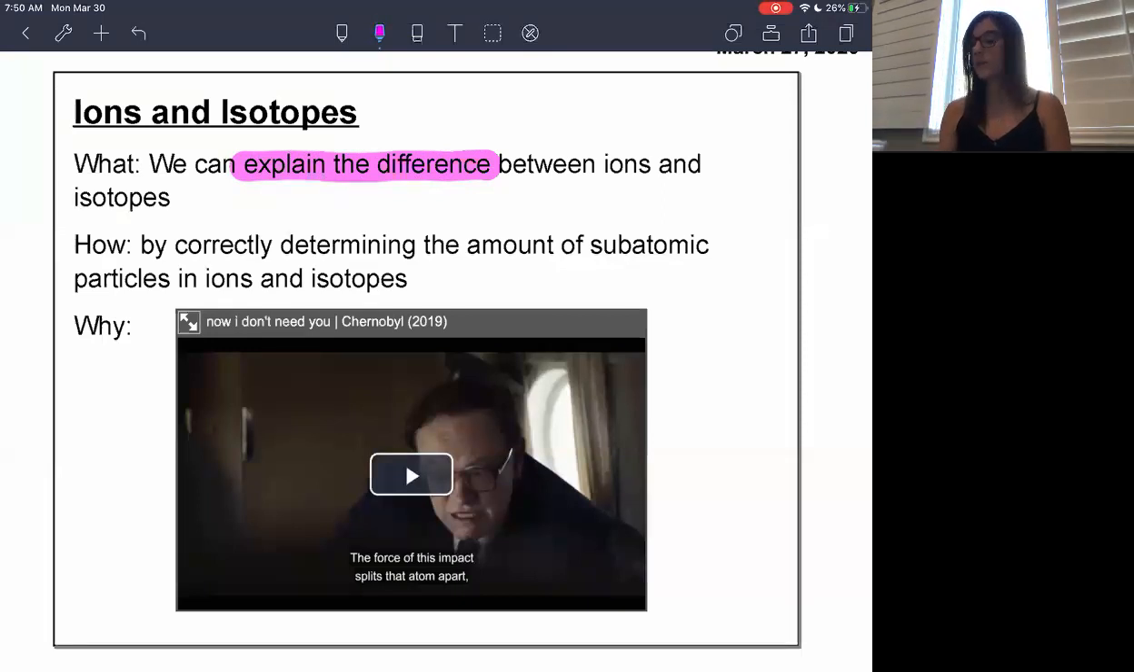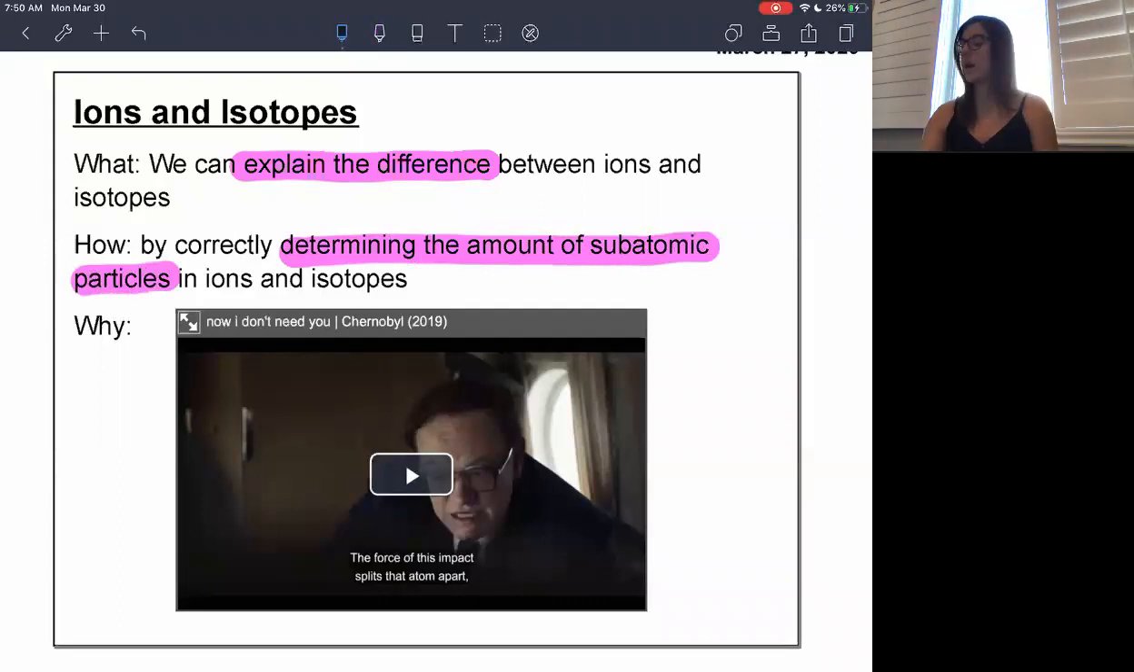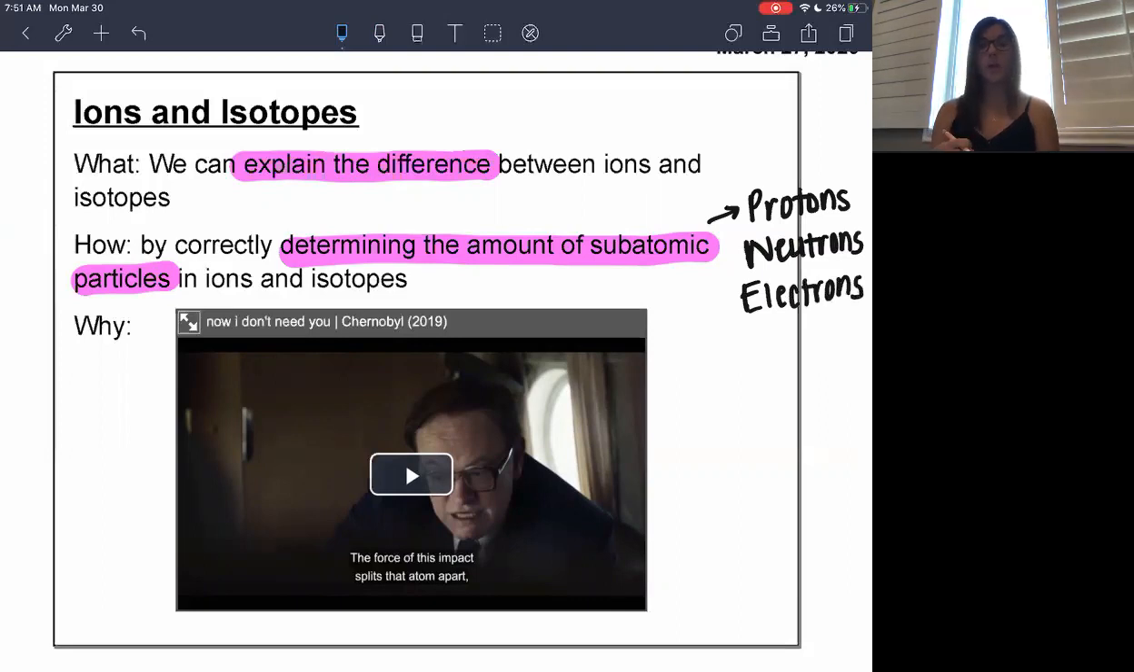The way we're going to do this is by correctly determining the amount of subatomic particles in an ion and in an isotope. So ions and isotopes are particles, and subatomic particles means particles that are smaller than the atom, so particles within the atom. So we learned about three of them: protons, which have a positive charge, neutrons, which are neutral, and electrons, which are negative. And all three of these subatomic particles play a key role in identifying what's the difference between an ion and an isotope. So I've got a quick video right here that I'd like you to watch.